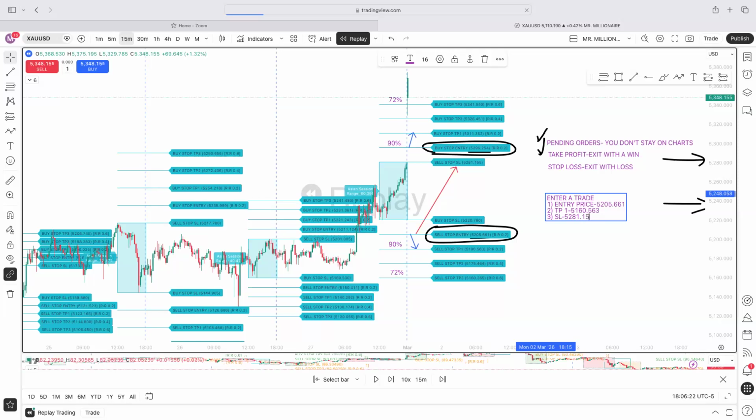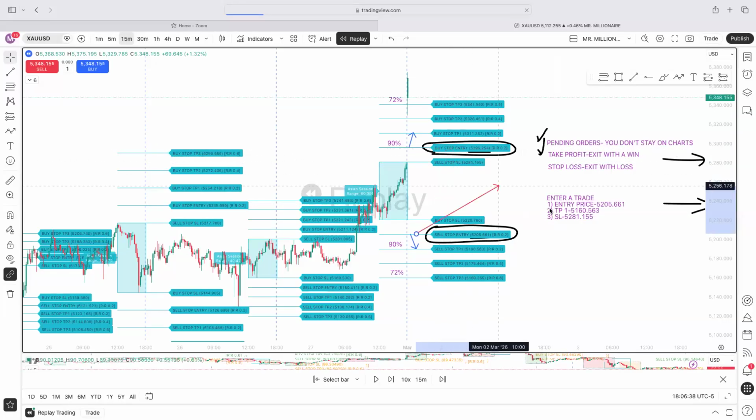1 point. Okay. Now you have everything for your sell trade. You will take that same process and actually do it for the buy stop entry. So you would literally go and get your entry price for your buy, your take profit 1 for your buy, and then your stop loss for your buy.